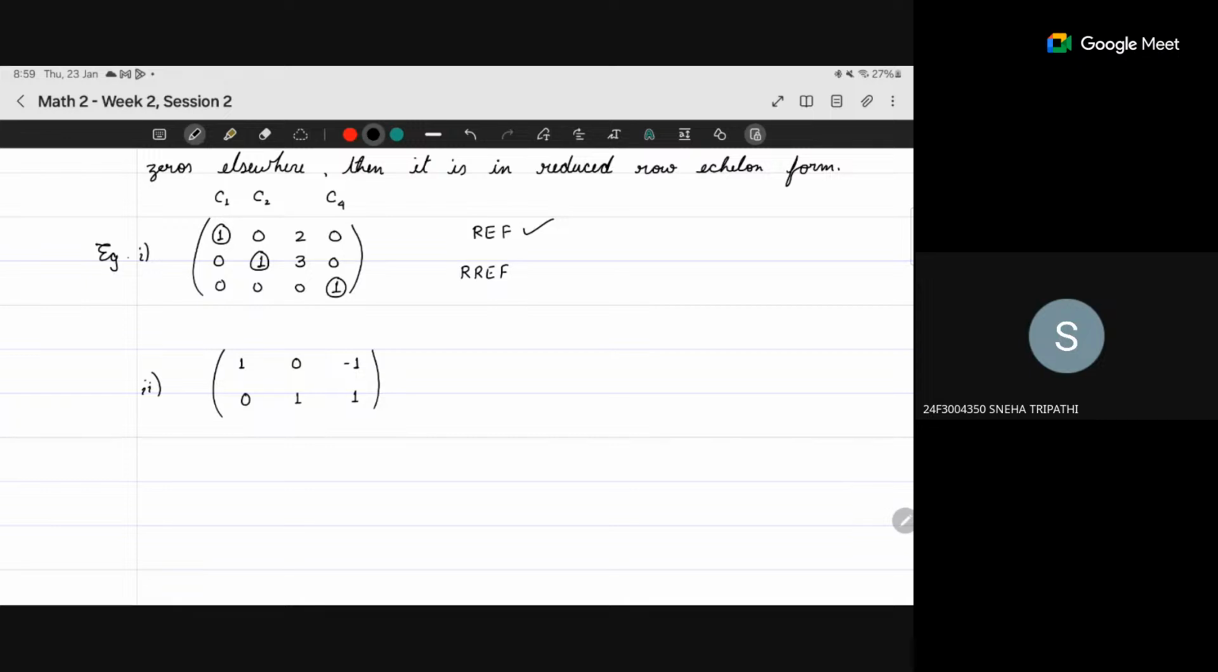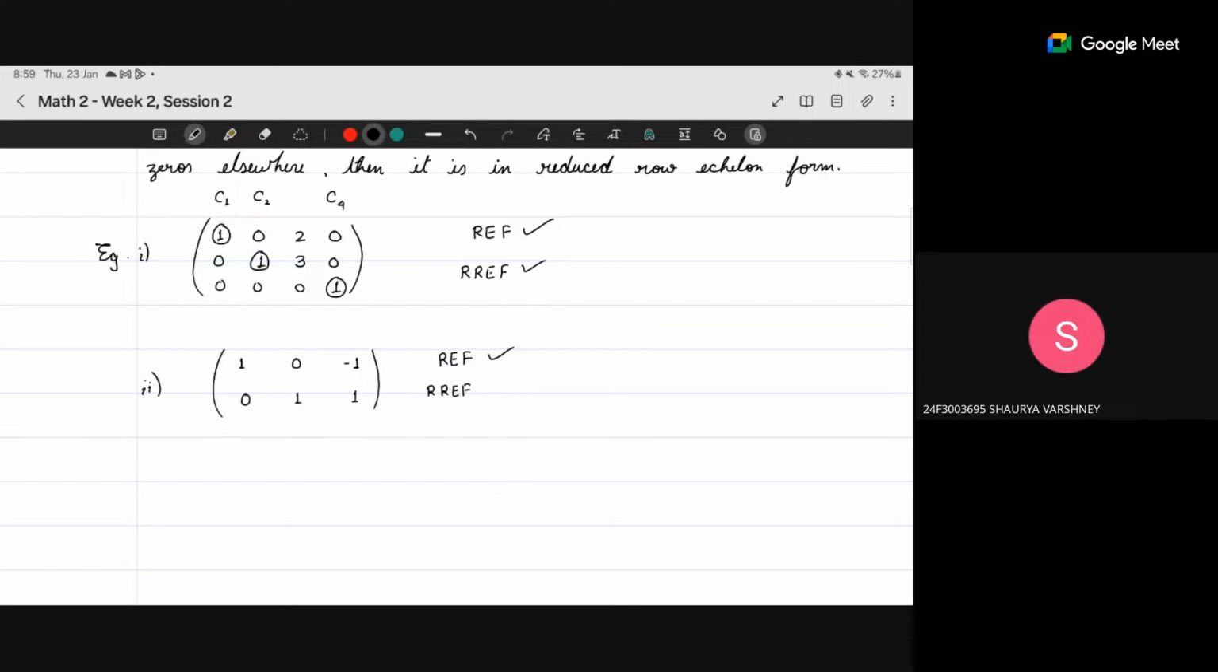Is this in RREF or REF? Everyone agrees that it is in REF. Yes, sir. What about RREF? What is the opinion? Some say it is RREF, some say it is not RREF, only REF.